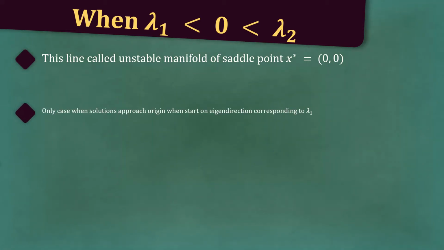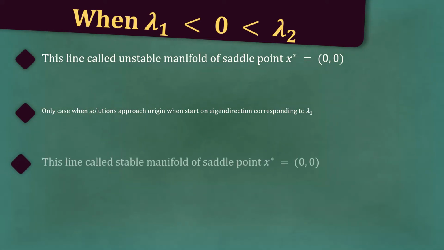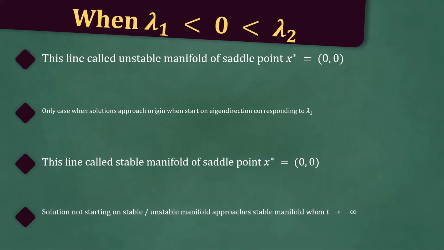The only case when the solution approaches the origin is when they start on the eigendirection spanned by the eigenvector corresponding to the negative eigenvalue lambda 1. This line is called the stable manifold of the saddle point x star equals (0, 0). A solution which is not starting on the stable or unstable manifold approaches the stable manifold when t approaches minus infinity.